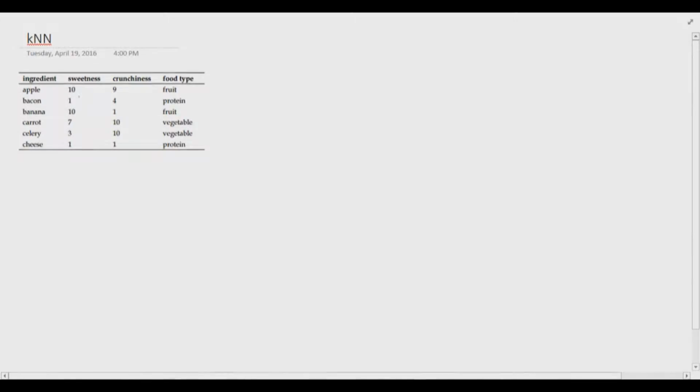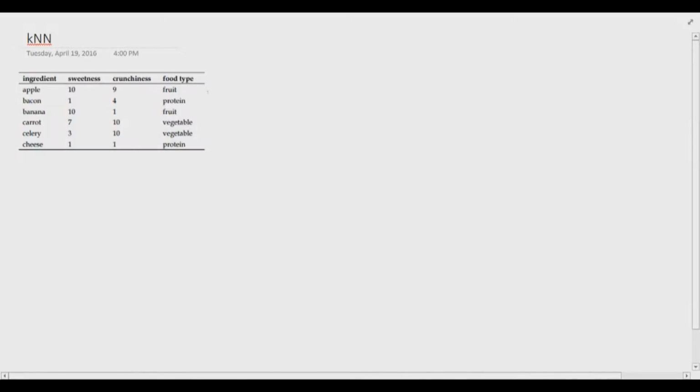So, from what you can see here, we're going to do an example. So we've put ingredients like apples, bacon, bananas, carrots, celery, cheese, and we've ranked them from 1 to 10 in terms of sweetness and their crunchiness. And we know their food type as well. So we can classify an apple as a fruit, bacon as a protein, banana as a fruit, etc.